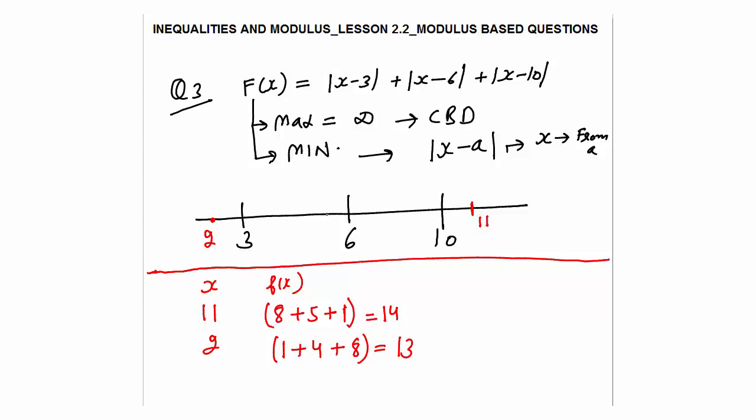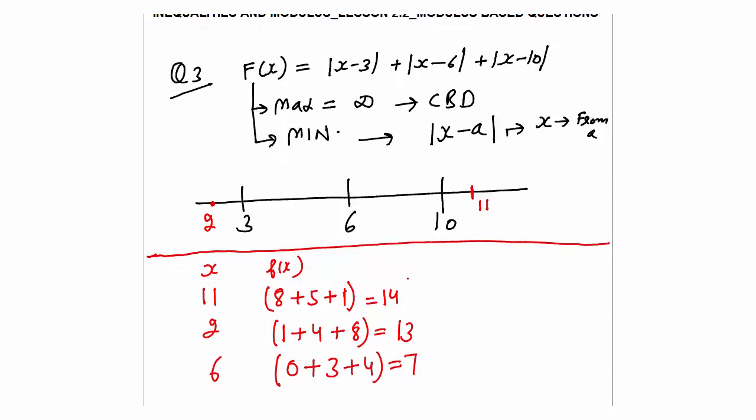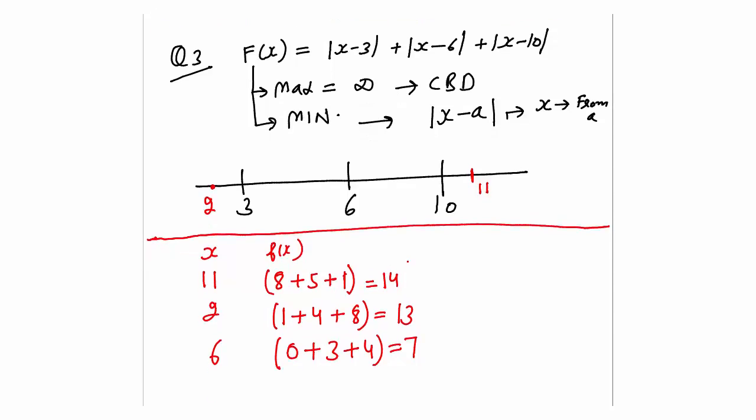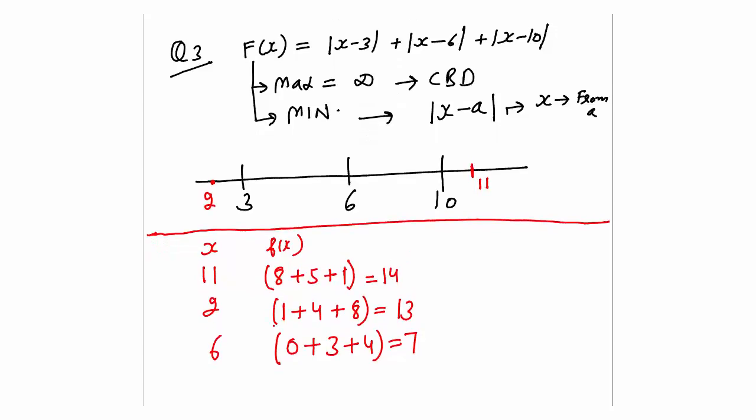Now between 3 and 10, if you take x equals 6, it is very important to understand that the distance of 6 from 6 is 0. The distance of 6 from 3 is 3, the distance of 6 from 10 is 4. So this is 7, and this will be the minimum value. The minimum value of f(x) will be 7 at x equals 6, because the distance of 6 from 6 is 0, and you will get the minimum value of f(x).